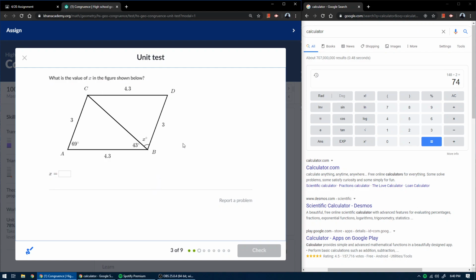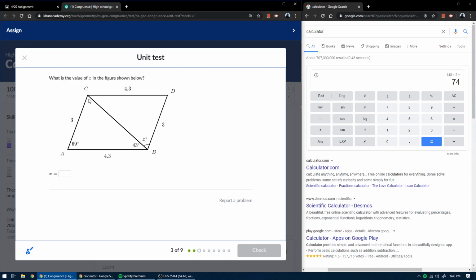Okay, so is it 43? No, because 43 would go down here. Is it 69? Well, no, because 69 would go over here because it just flipped over. X would be over here.